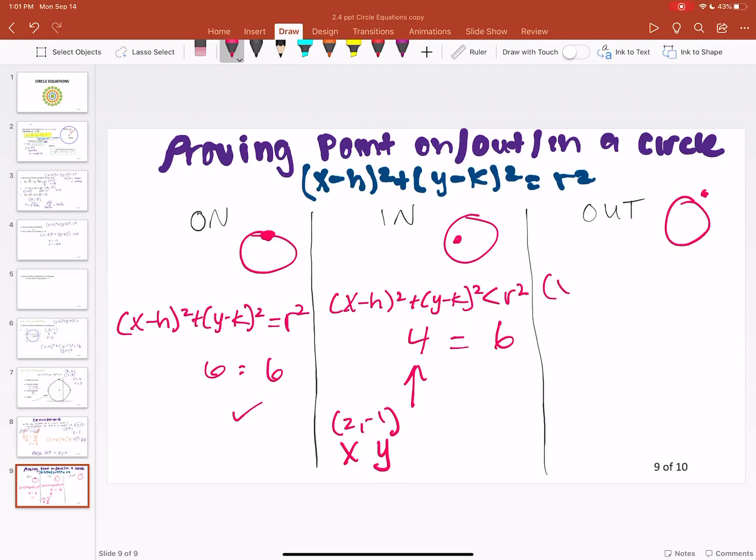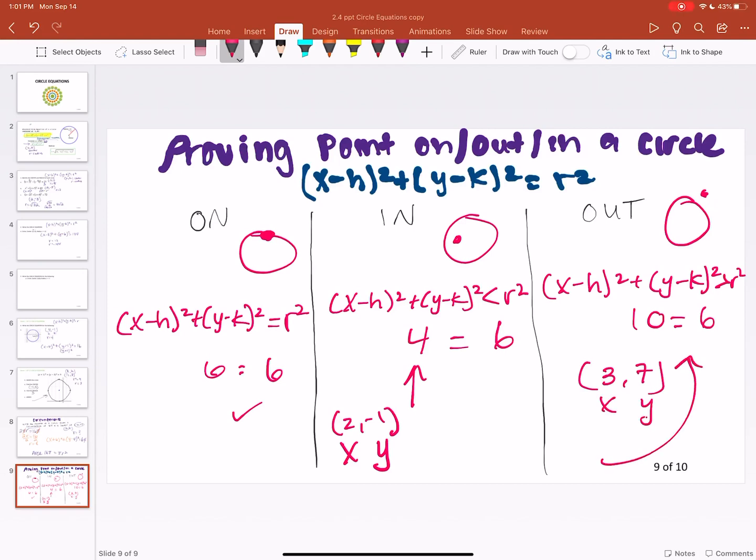And lastly, if the left side of your equation is larger than the right side, so it's bigger than r squared, that's like 10 equals 6, then that would mean that my point was outside. Again, I would give you a point, some x and y value, let's say like 3, 7, and you'd plug that in for x and y, and you'd see, is the left side bigger than the right side? And if it is, then it's outside.